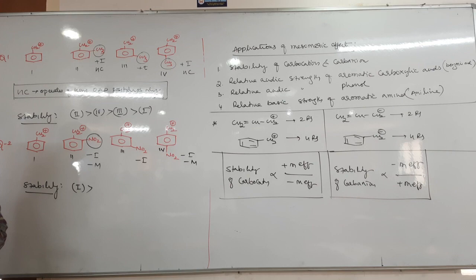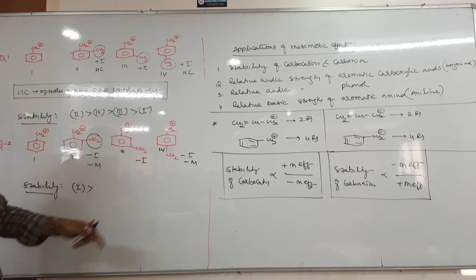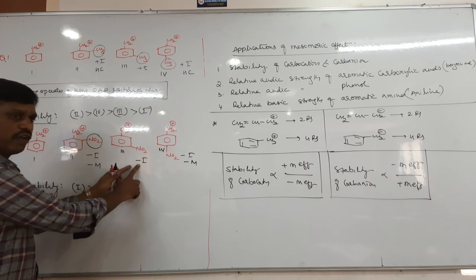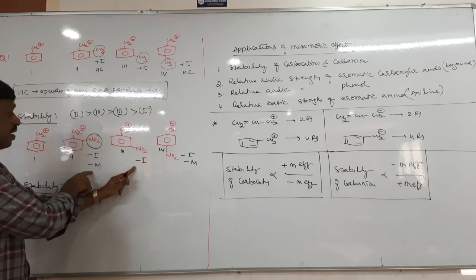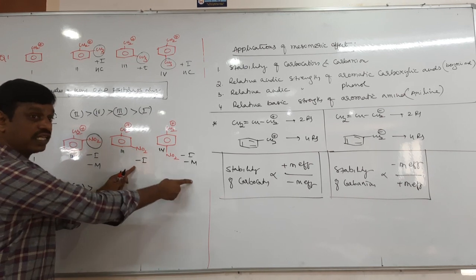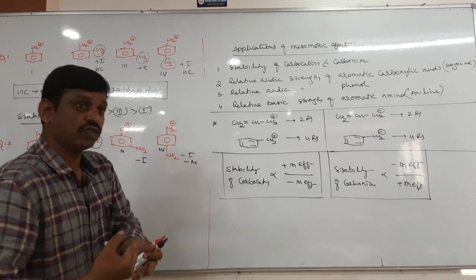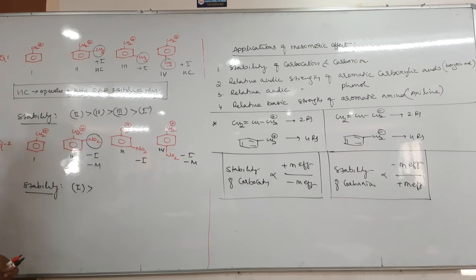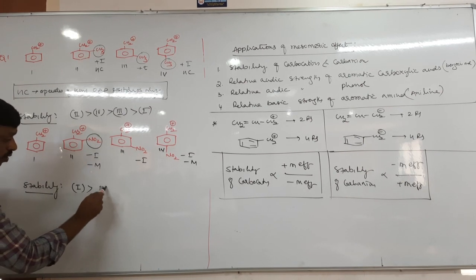Electron withdrawing is maximum, so stability is minimum. Where the electron withdrawing is minimum? 3. Because only one effect, only minus I effect. In the others, minus I, minus M. So due to 2 effects, they withdraw electron very strongly. Therefore, electron withdrawing is minimum in case of 3. Therefore, 3 is most stable.